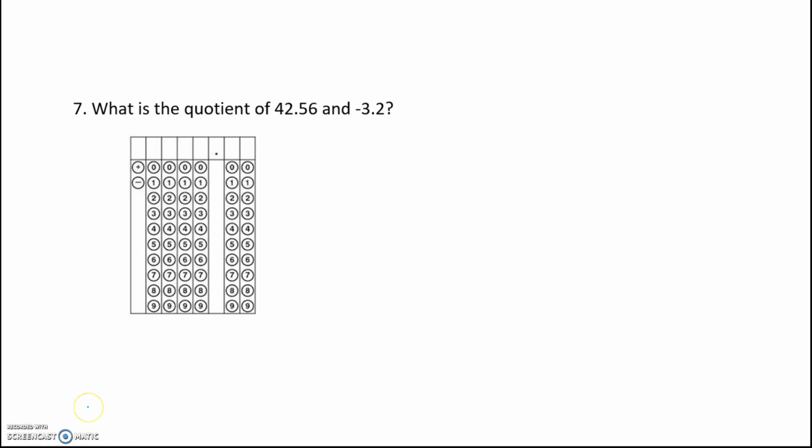Okie dokie, this one says, what is the quotient? We should all know quotient by now. If not, it's probably up on the word wall in your classroom. But quotient means to divide. We all know TIVO, right? Top in, bottom out, or first in, last out. So you're going to do 42.56 divided by 3.2.